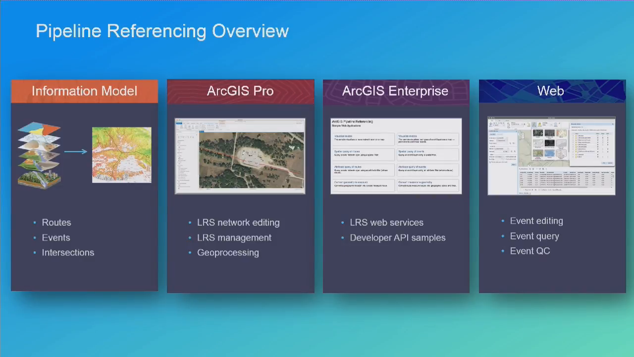At the ArcGIS Enterprise level, the biggest component of pipeline referencing is the Event Editor. Event Editor is a web application. This is where the users will be performing their edits to events, such as adding an event, deleting an event, retiring an event. Any of those capabilities, you can do at the Event Editor level. So you have ArcGIS Pro where you're managing your routes, and then you also have a web application called Event Editor where you're managing your events.